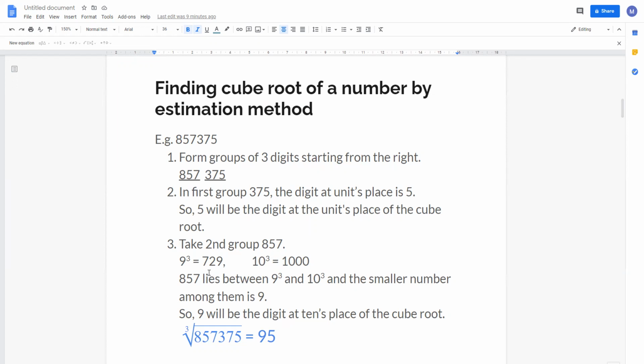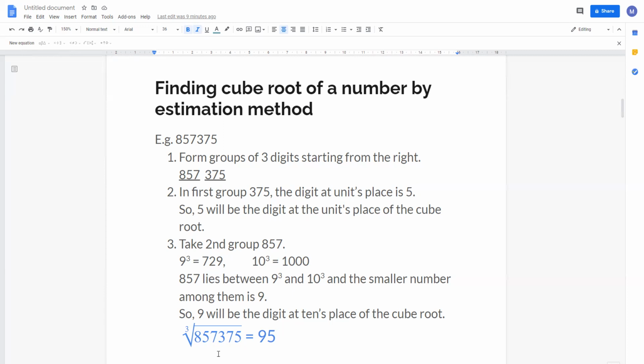857 is very close to 1000. 1000 is the cube of 10, and the next number below that is 9, so 9 cube is 729. So 857 comes between 729 and 1000. We can write that 857 lies between 9 cube and 10 cube, and the smaller number among these two is 9. So we have to take 9 as the tens digit of the cube root. So 9 will be the digit at the tens place of the cube root.